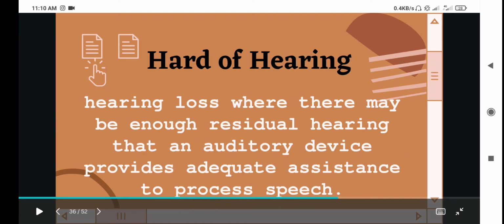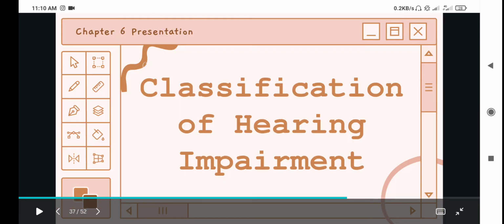Hard of hearing: hearing loss where there may be enough residual hearing that an auditory device provides adequate assistance to process speech. So deaf and hard of hearing individuals may choose to use hearing aids and or assistive listening devices to boost available hearing. Alternatively or in addition, they may read lips, use sign language, sign language interpreters, and captioning. People who are deaf or hard of hearing may have speech that is difficult to understand due to the inability to hear their own voice.